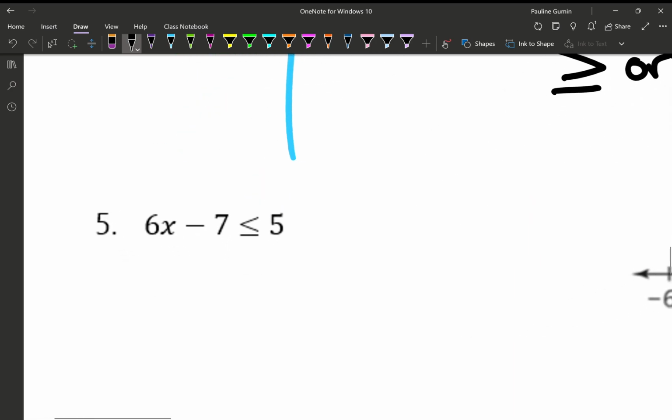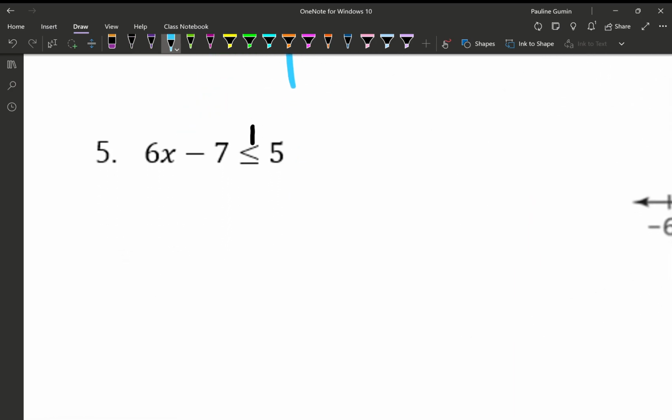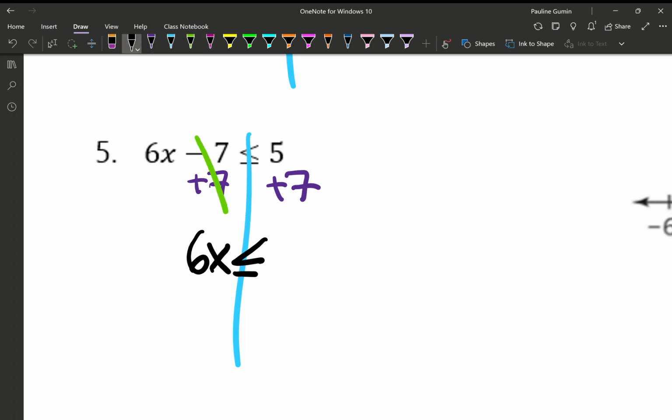Number 5, a 2-step. We could do this. Line down the middle. Why aren't you blue? Like, he's doing that. That's so rude. There we go. Now, the first step I'm going to take here is to add 7 to both sides. Fantastic. These 7's cancel. I'm left with 6x is less than or equal to 12.